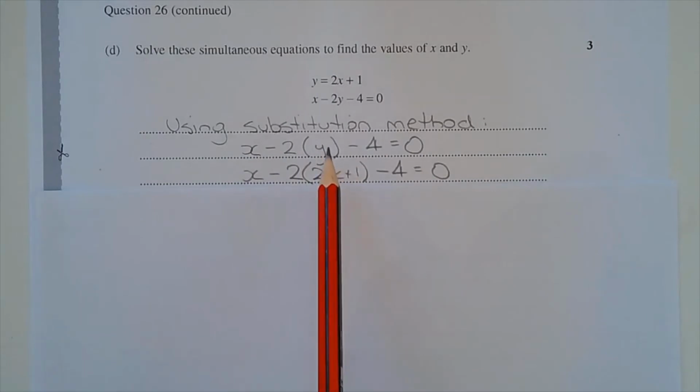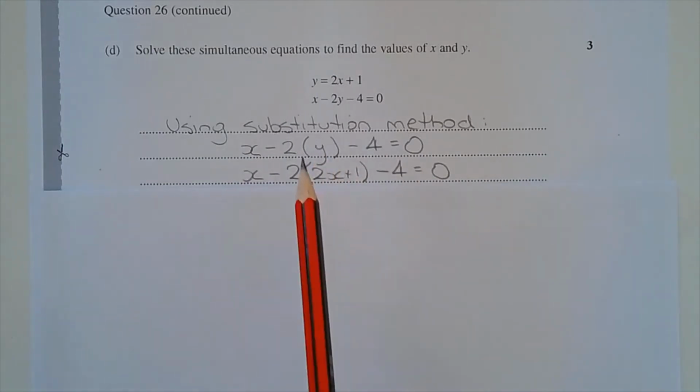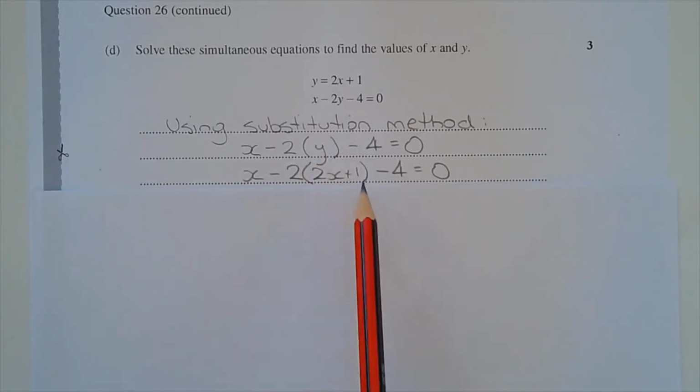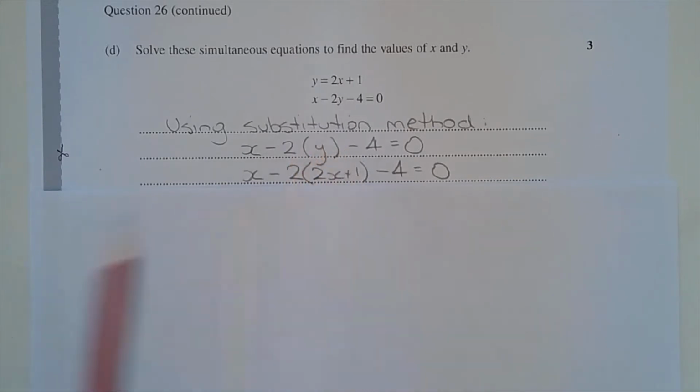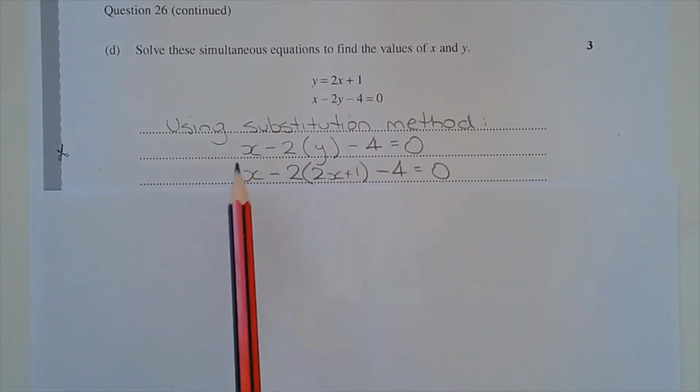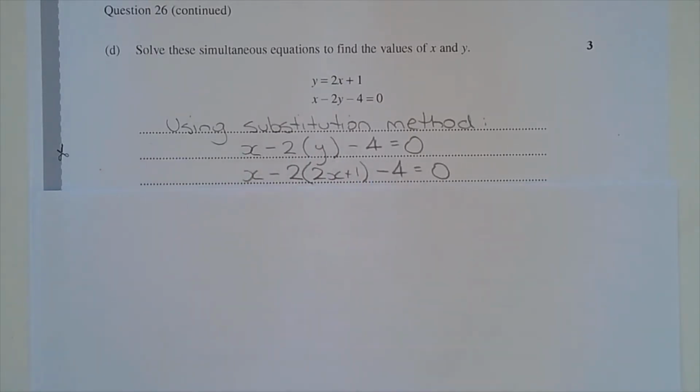So I'm going to substitute out the y, and in its place I'm going to write 2x plus 1 in the brackets, and that's the significance of adding the brackets around the variable that is going to be substituted out. So now we have an equation involving the variable x only. So x minus 2 outside of 2x plus 1 in brackets minus 4 equals 0. We'll expand the brackets there.